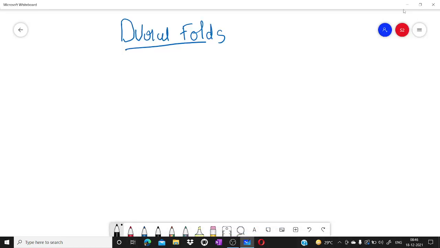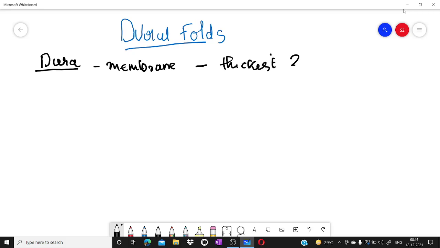Today we are going to discuss the topic dural fold. At first, what do you mean by this dura? So we know that dura is a membrane. It is one of the thickest and toughest membranes which is covering the brain.